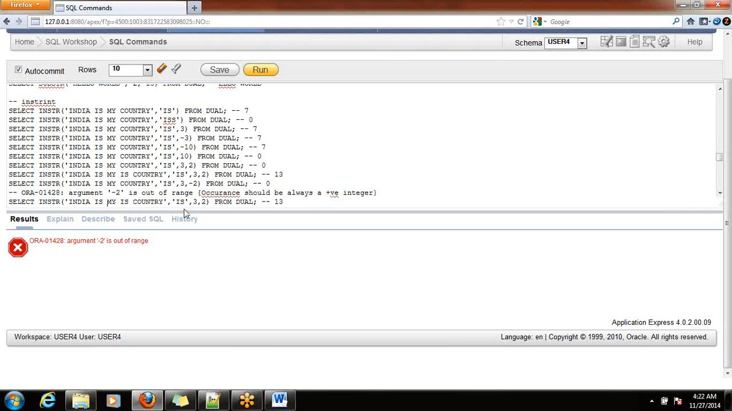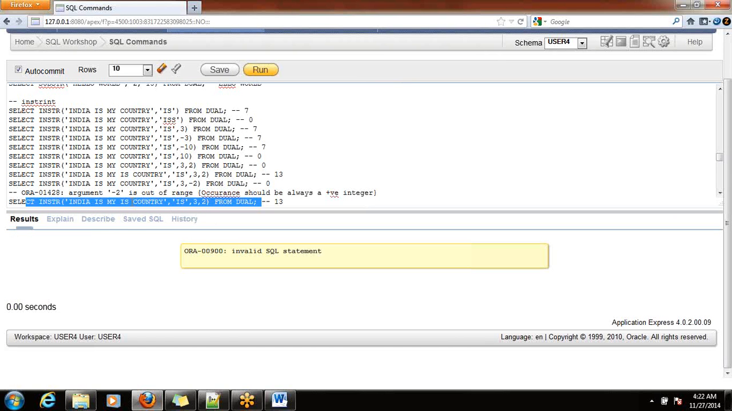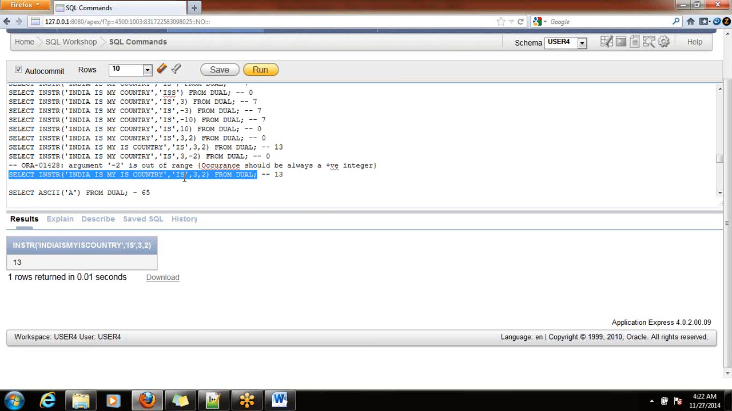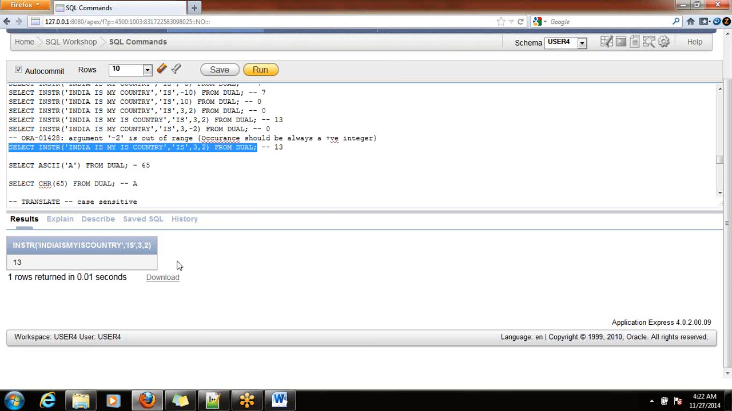And here I gave a positive value. Of course it gives 13. Invalid, that's what. This browser is not user friendly.